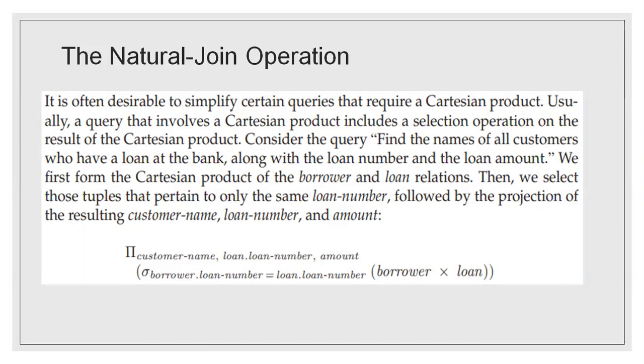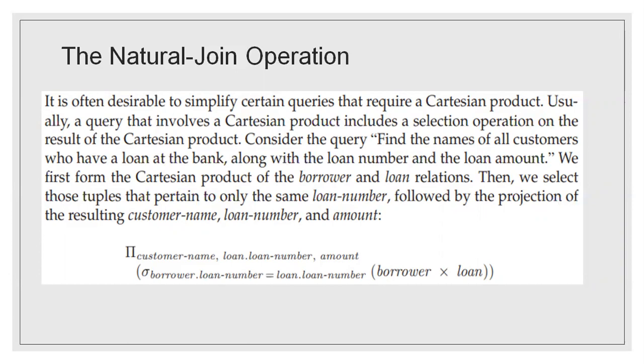So the query is simple. What do we want? Names of all customers who have a loan at the bank along with the loan number and the loan amount. So three columns are expected. So we first form the Cartesian product of the borrower and loan relations, because two different relations have two different pieces of information. Once we have the Cartesian product, then we select those tuples that pertain only to the same loan number, followed by the projection. The result is customer name, loan number, and amount.